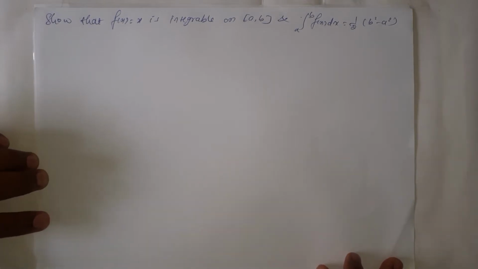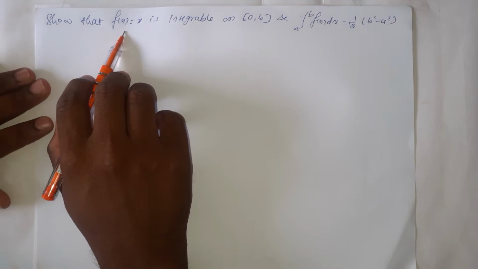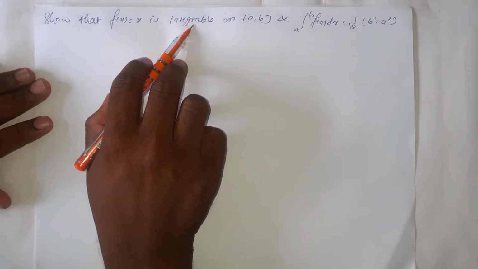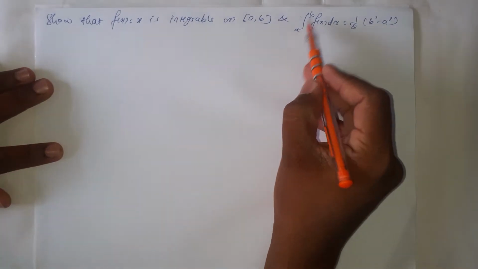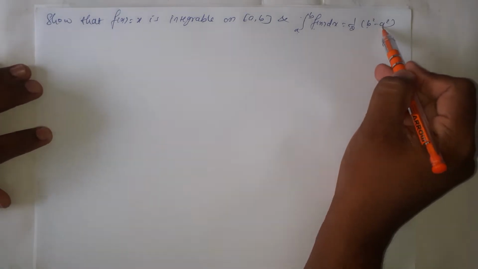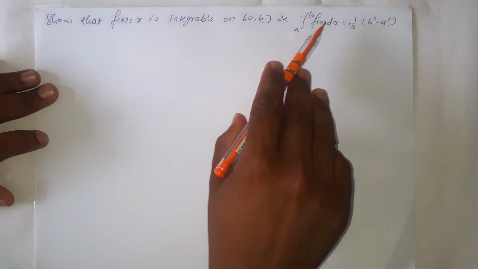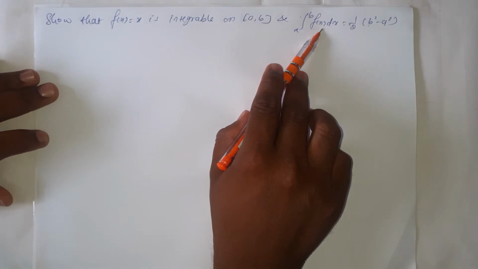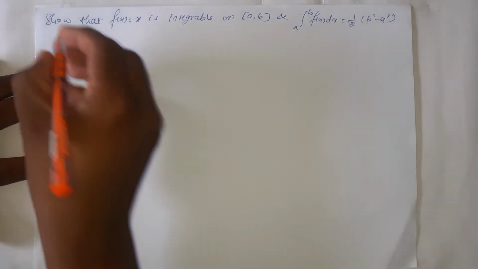In this class, let us discuss the example that shows that f of x equal to x is integrable on the closed interval [a, b], and the integral from a to b of f of x dx equals 1 by 2 times (b square minus a square). So here we need to find the common value of the Riemann integral and also we need to show that the function is R integrable.